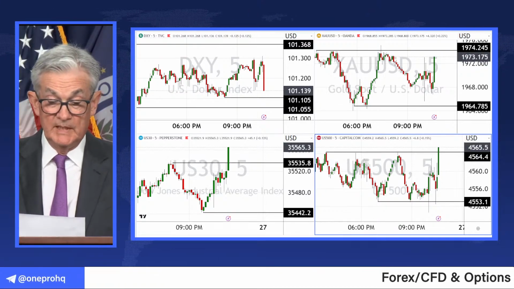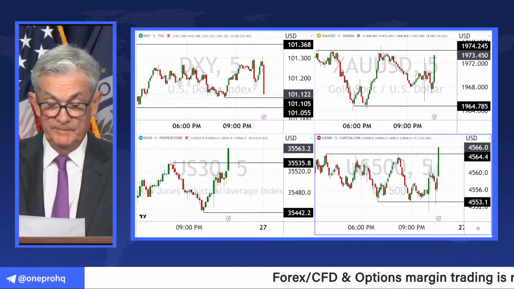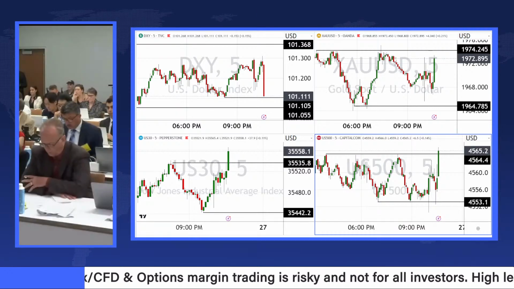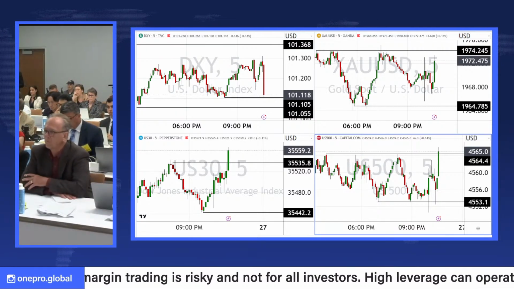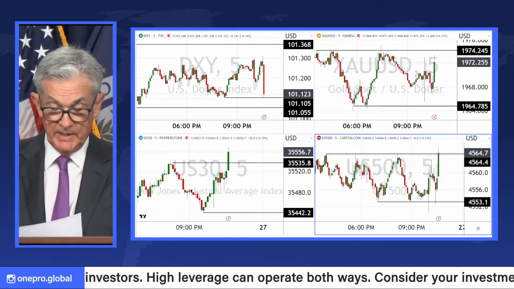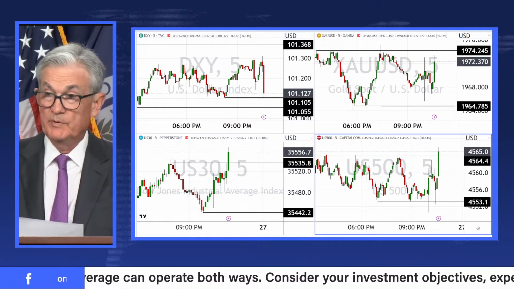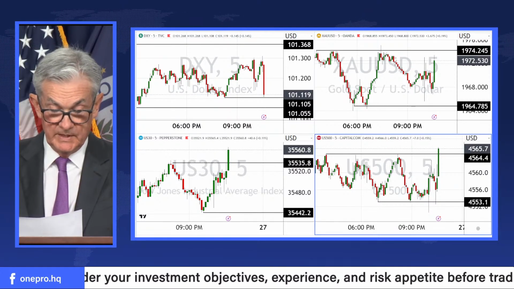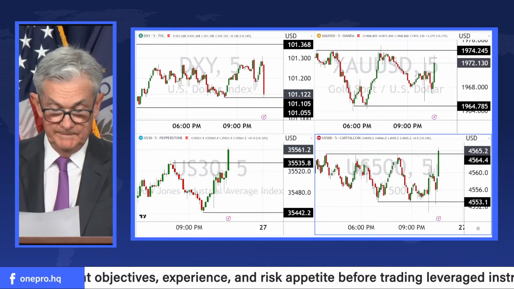We remain committed to bringing inflation back to our 2% goal and to keeping longer-term inflation expectations well anchored. Reducing inflation is likely to require a period of below-trend growth and some softening of labor market conditions. Restoring price stability is essential to set the stage for achieving maximum employment and stable prices over the longer run.